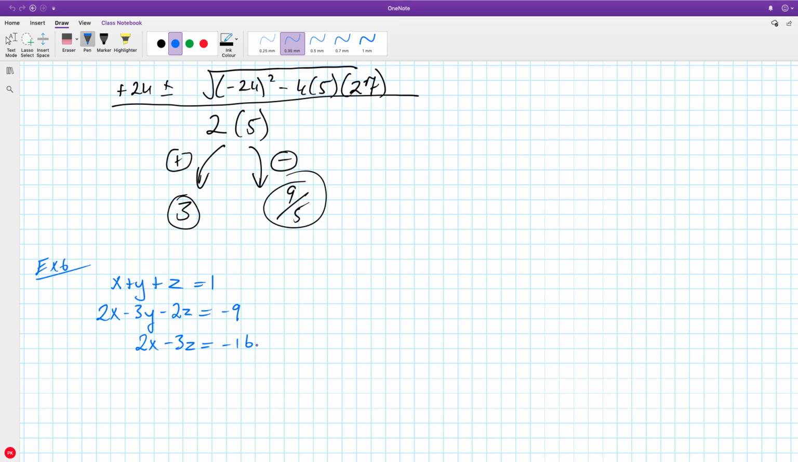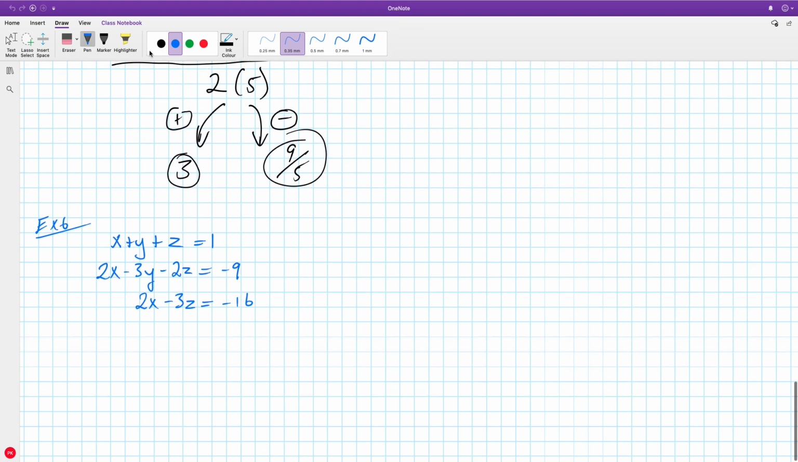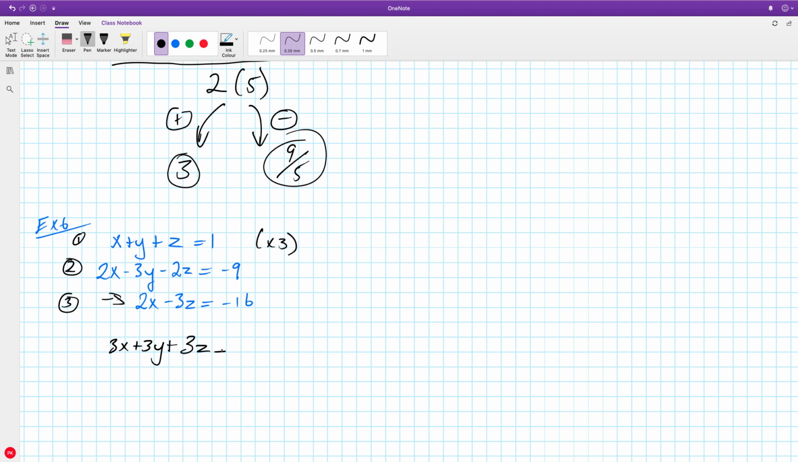Right. Let's look at it. So, multiply the top one by 3. I'm going to pair it with that one. Call that 1, call that 2, call that 3. 3 times x, 3x. 3 times y, 3y. 3 times z, 3z is equal to 3. 2x minus 3y minus 2z is minus 9.